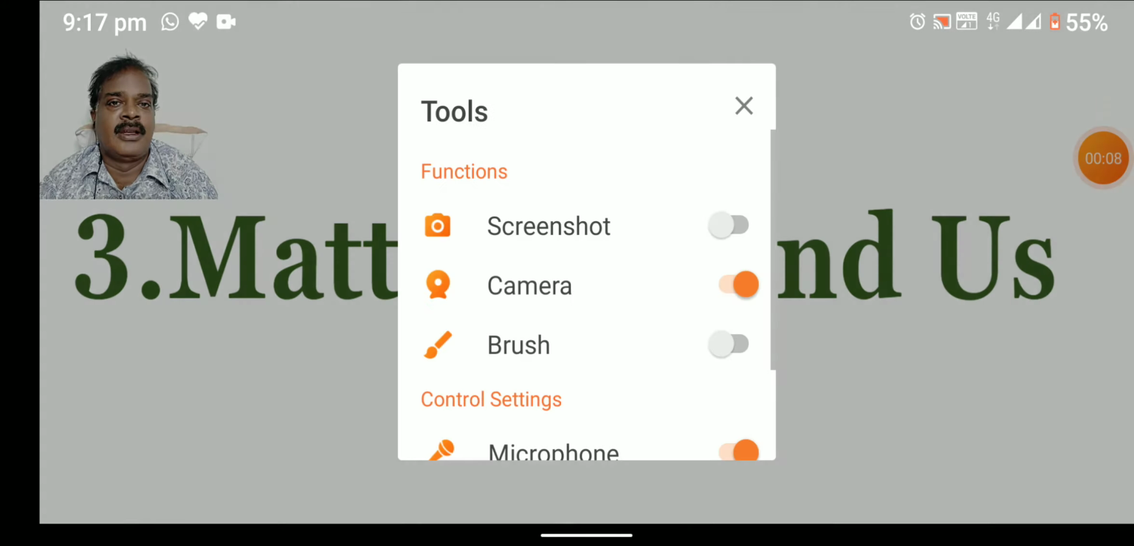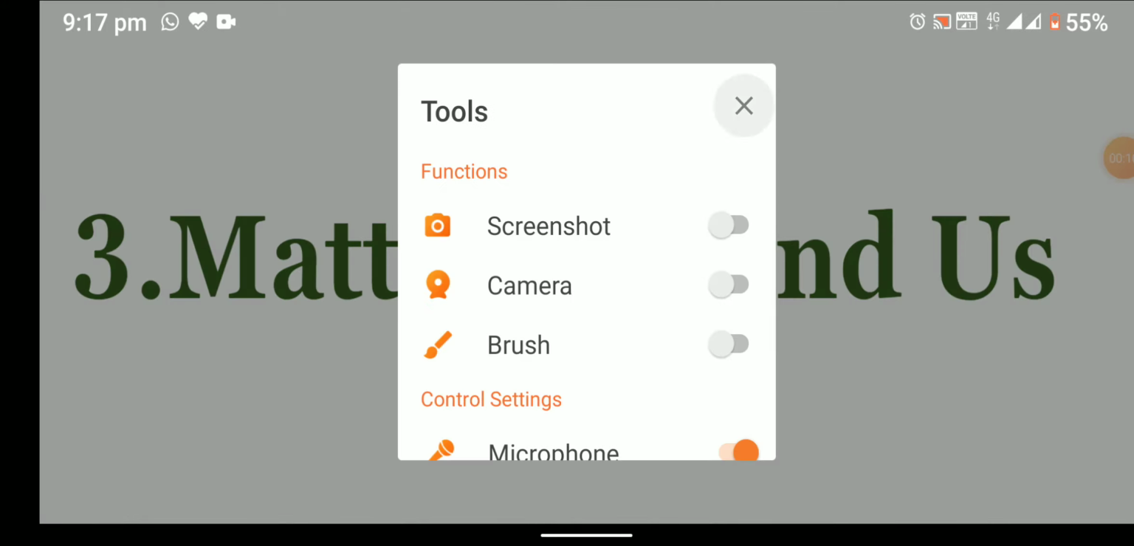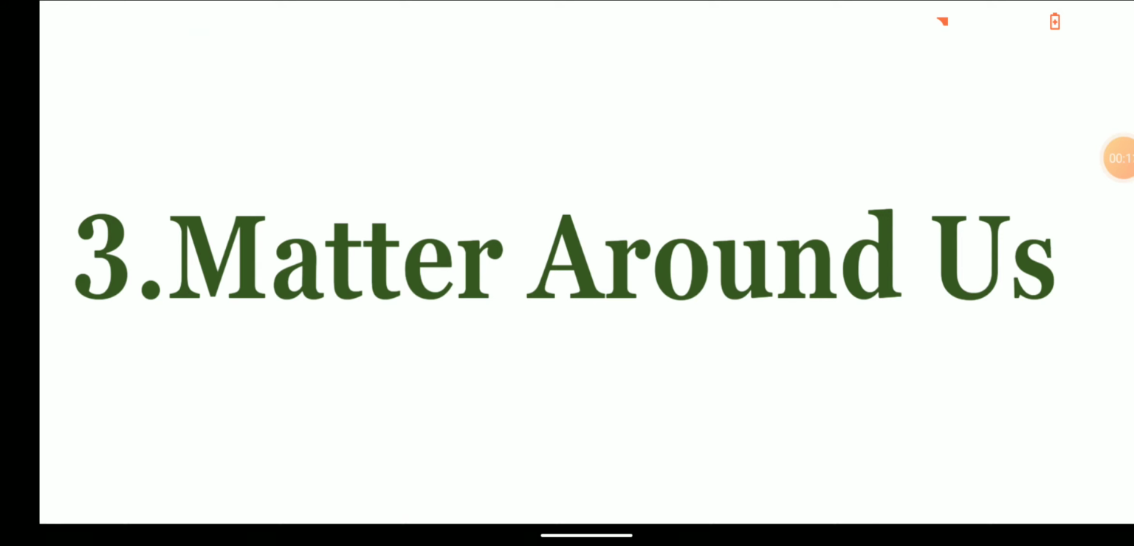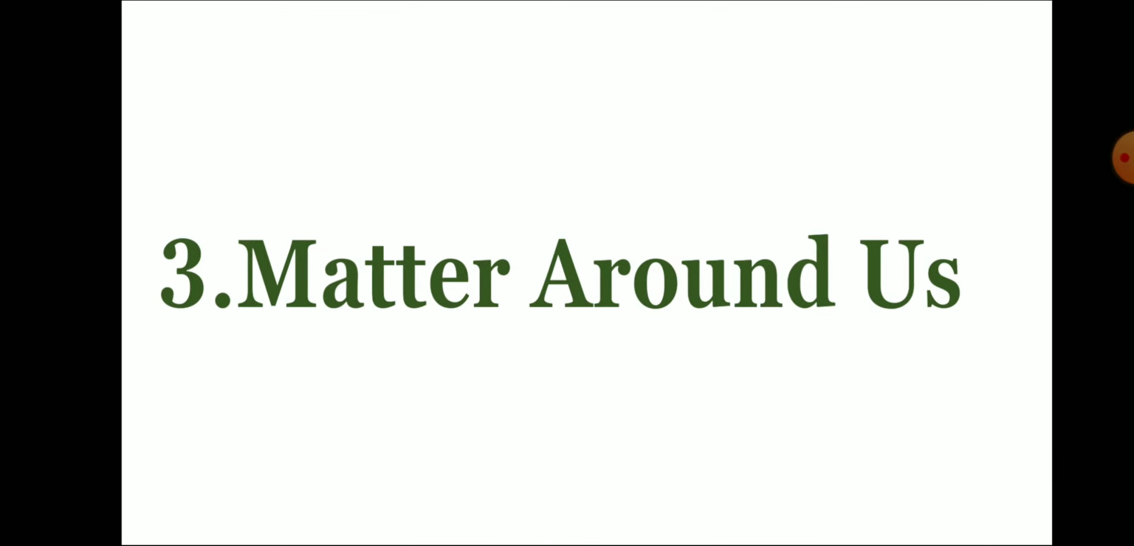Children, in the last class we discussed some of the concepts related to matter around us. So our lesson is matter around us. In that we discuss 5 concepts and I am now going to go further.